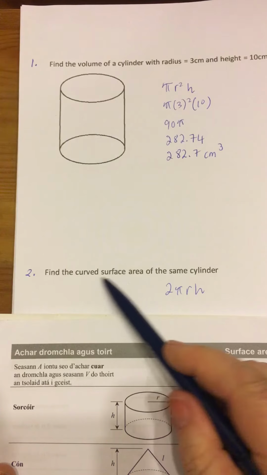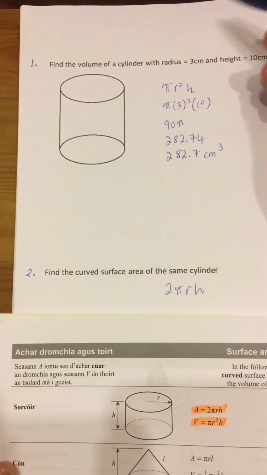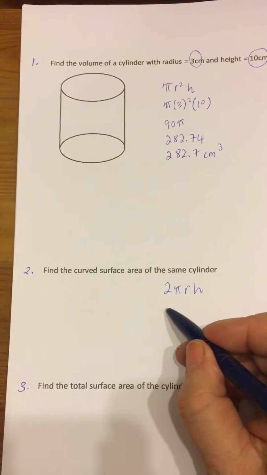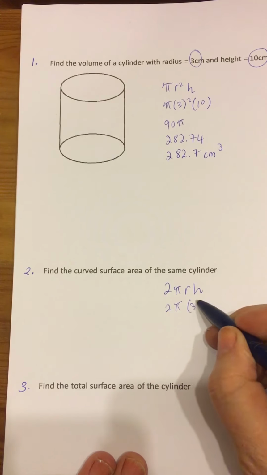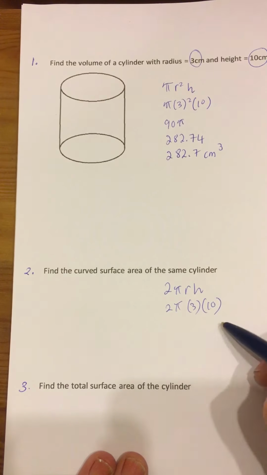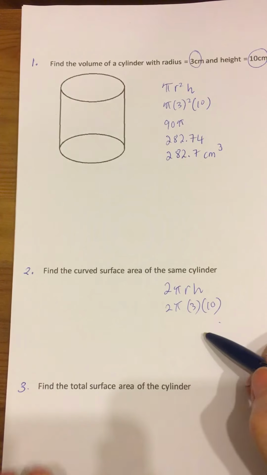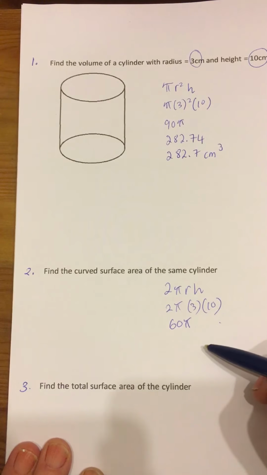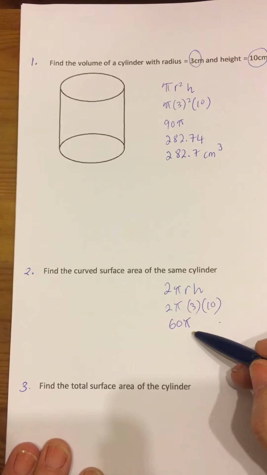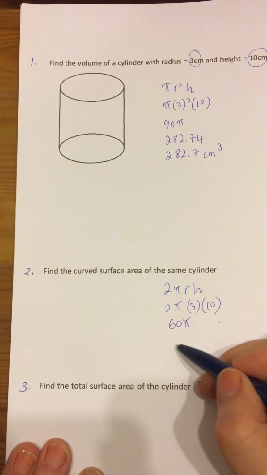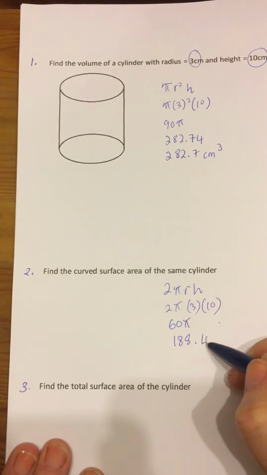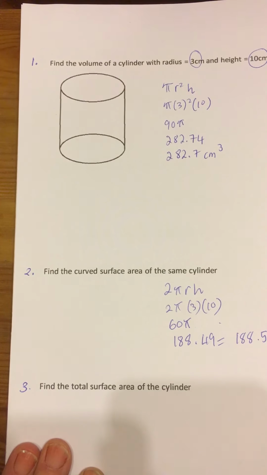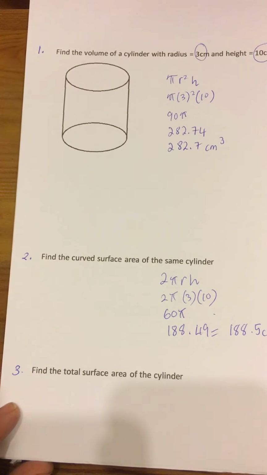So again, I'm going to find the curved surface area of my same cylinder. My radius is 3, my height is 10, so I'm going to sub that information in. So I have 2 pi, the radius is 3, the height is 10, and I put that into my calculator. I get 60 pi, but I'm not giving my answer in terms of pi. I want to give my answer to one decimal place. So when I hit the button on the calculator, I get 188.49, which is 188.5, and it's centimetres squared because this is area, it's not volume.